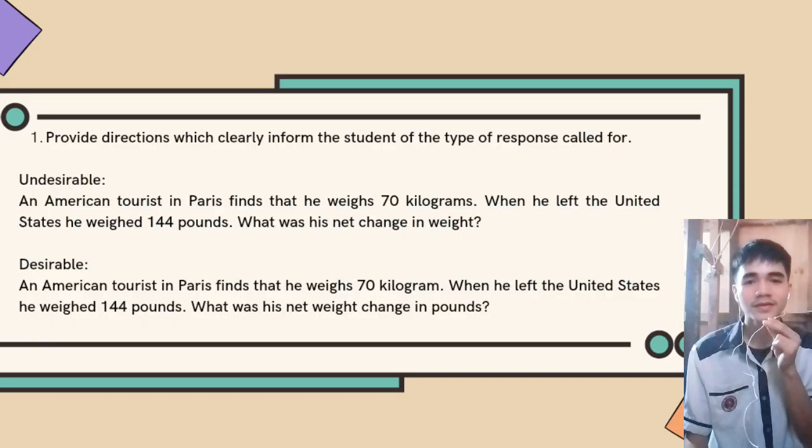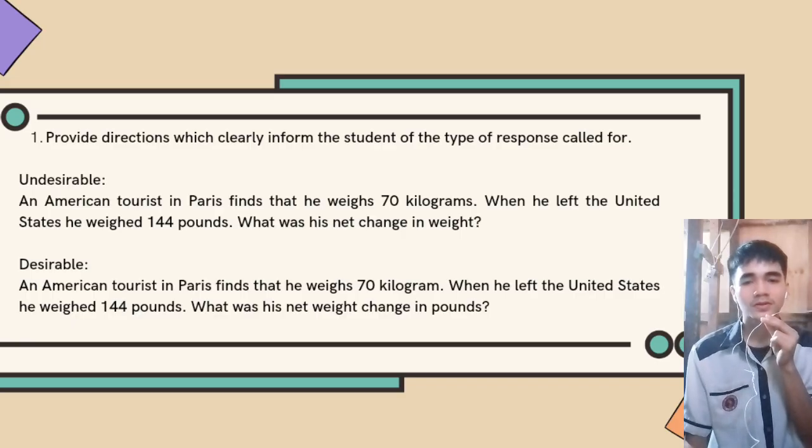On the other hand, the desirable question is: an American tourist in Paris finds that he weighs 70 kilograms. When he left the United States, he weighed 144 pounds. What was his net weight change in pounds?